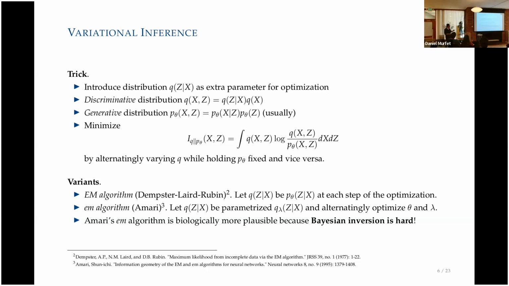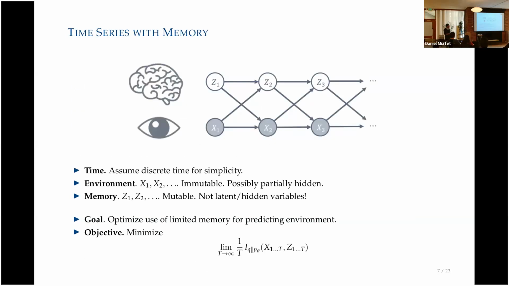So it's a bit more general than the usual classical EM, but I like that because Amari's EM algorithm feels more biologically plausible than the classical EM, because Bayesian inversion, which is assumed in the classical EM, is hard. I actually highly doubt that biological systems can do that inversion in our heads. But I would think that it does some approximate inversion with some model like Q lambda. So that's actually the trick we're going to be using with spiking networks.